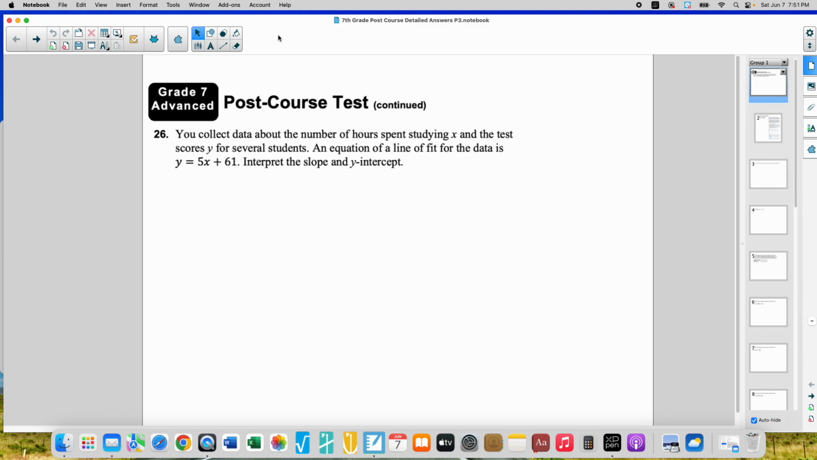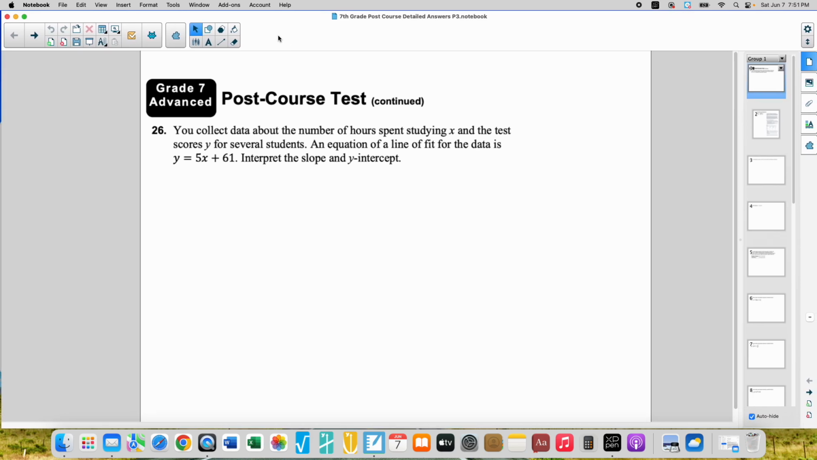This is page 3, starting with problem number 26 for the grade 7 advanced post-course test. It starts off: you collect data about the number of hours spent studying, x, and the test scores, y, for several students. An equation of the line of fit for the data is y equals 5x plus 61. Interpret the slope and the y-intercept.